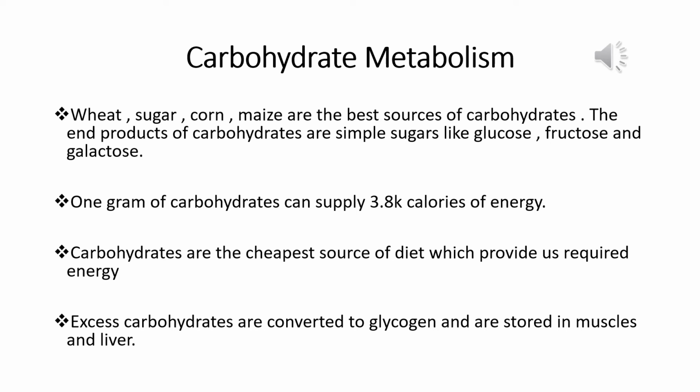Carbohydrate metabolism. Wheat, sugar, corn, maize are the best sources of the carbohydrates. The end products of the carbohydrates are simple sugars like glucose, fructose, and galactose. Students, 1 gram of the carbohydrates can supply about 3.8 kcal of energy, meaning 3800 calories of energy. Carbohydrates are the cheapest source of the diet, which provide us the required energy. Excessive carbohydrates are converted to glycogen and are stored in muscles and liver.